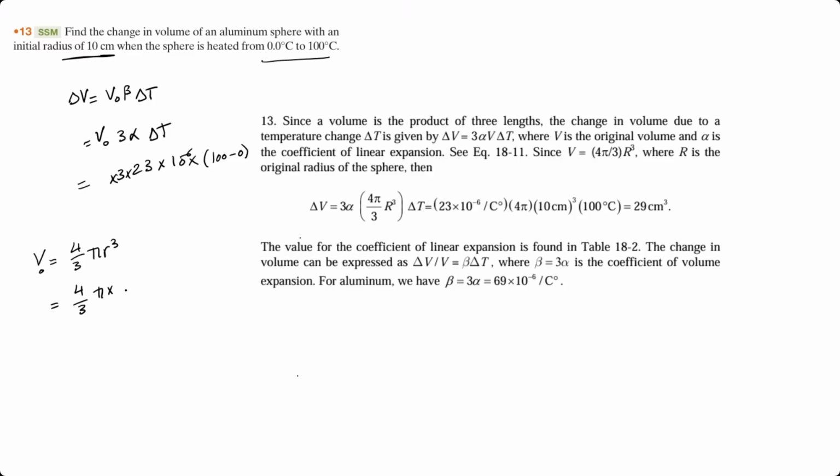R is what's given to us, which is 10 centimeters. I can really leave that in centimeters and get my delta V in centimeters cubed as well. So I have here 4 divided by 3 times pi times 10 cubed, of course. This is around 4,200 centimeters cubed. And I'll plug this here then.